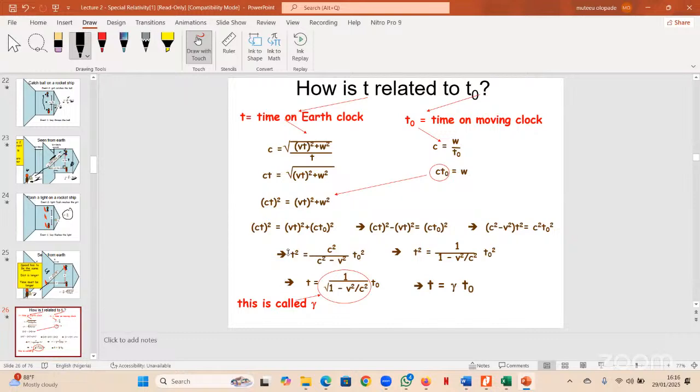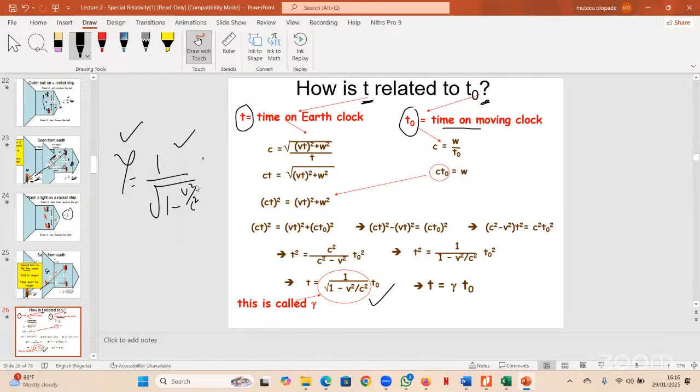Now we have this. How is the timing we are discussing related to the time on the moving clock? The clock on the spaceship is the time on the moving clock, which is T0, while the clock on the surface of the earth is T. So the relationship between them is this. Why this expression gamma is equal to 1 divided by square root of 1 minus v squared over c squared. That's our gamma. And you observe that our gamma is related to the speed of the object.